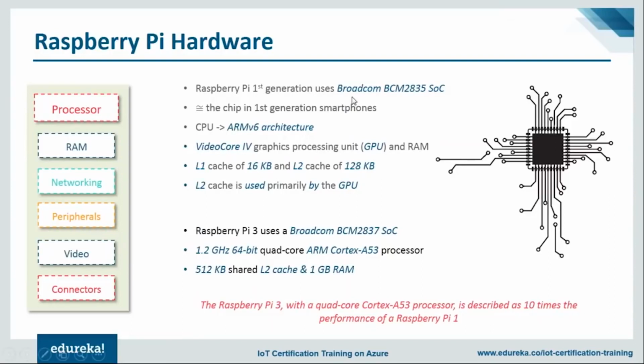Now talking about the processor, the first generation of Raspberry Pi initially came with a Broadcom BCM2835 SoC, and it was similar to the first generation smartphone chips. The architecture used was also an ARM v6 architecture. Over the years, Raspberry Pi 3 has grown a lot, and today it has a capability of 1.2 GHz, because of the ARM Cortex A53 64-bit processor, and is considered to be 10 times faster in comparison to Raspberry Pi 1.